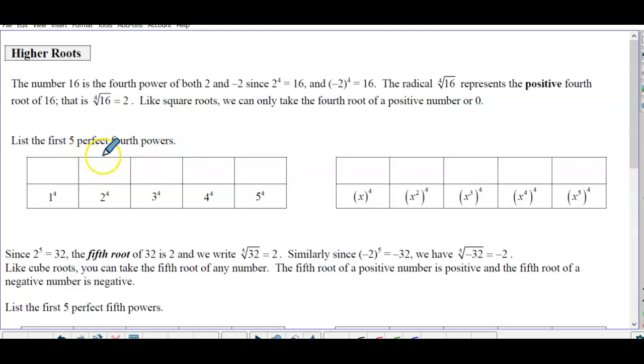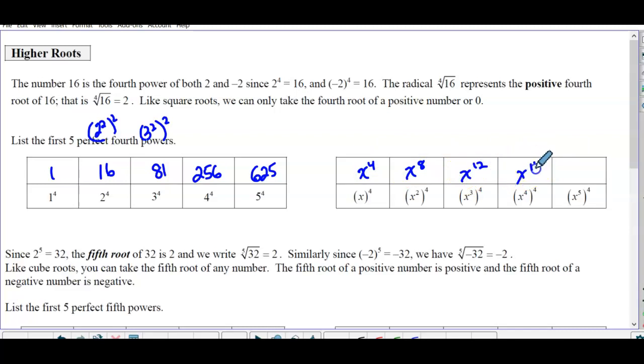First 5 perfect 4th powers. So that's 1, 2 to the 4th. Sometimes I think about that as really 2 squared, so 4 squared is 16. This is really 3 squared, 9 squared is 81. 16 squared is 256. 25 squared is 625. And then x to the 4th, x to the 8, x to the 12, x to the 16, x to the 20.